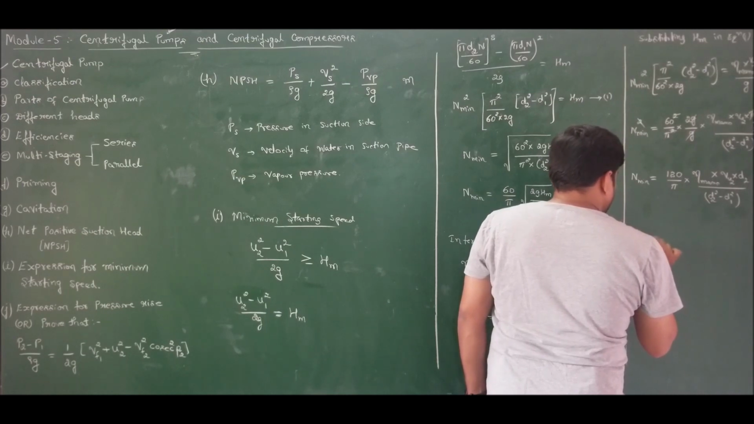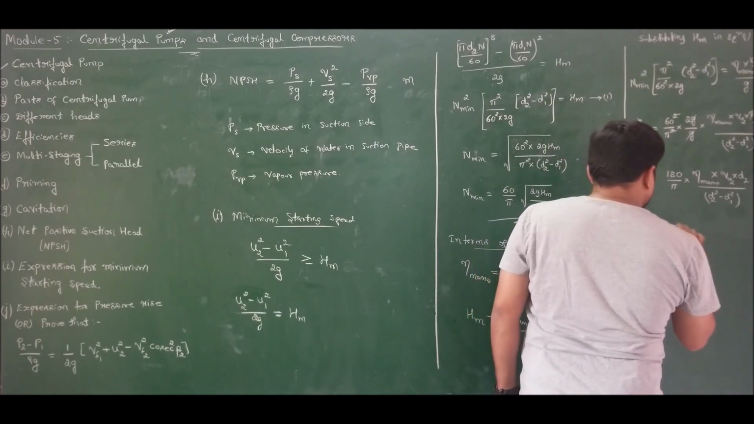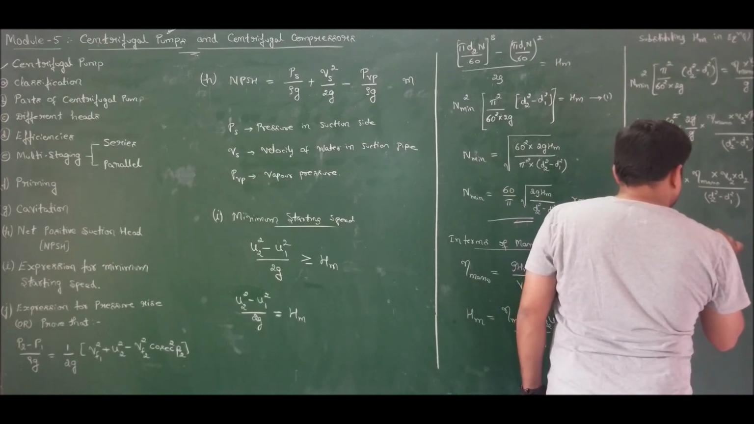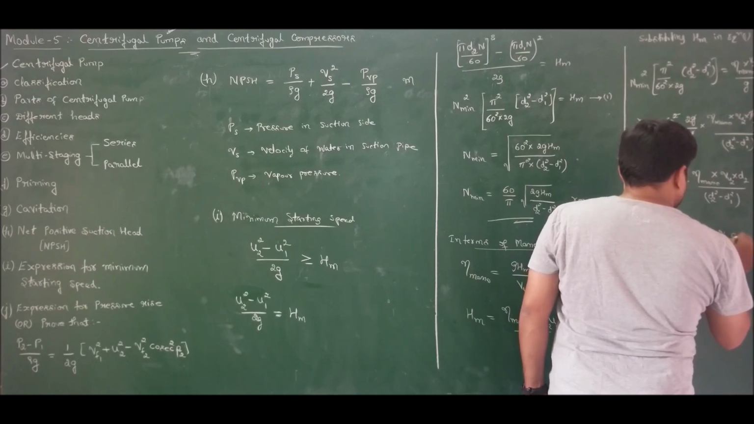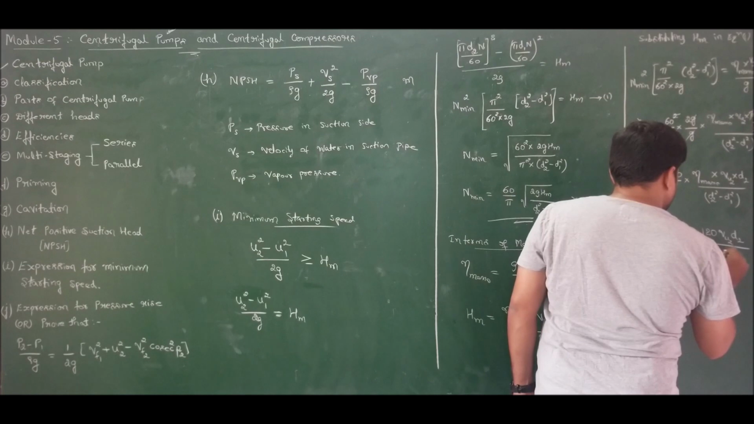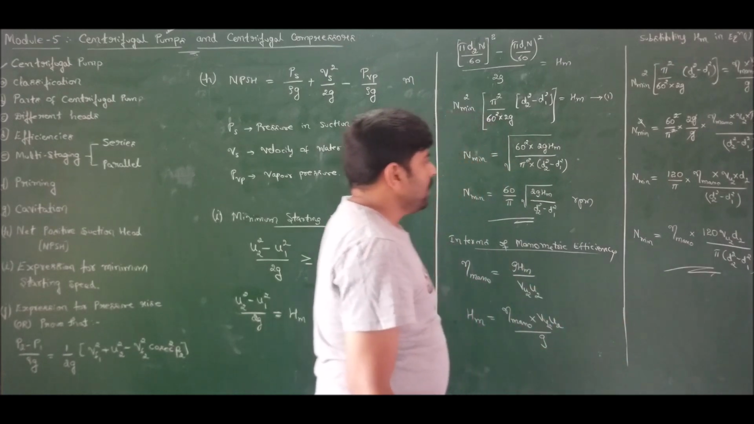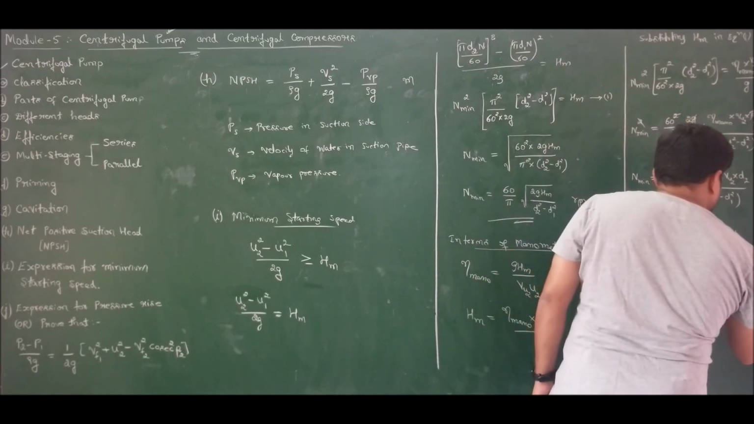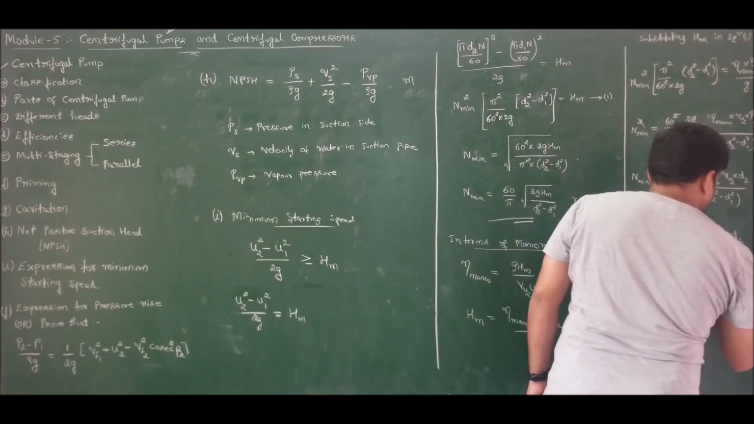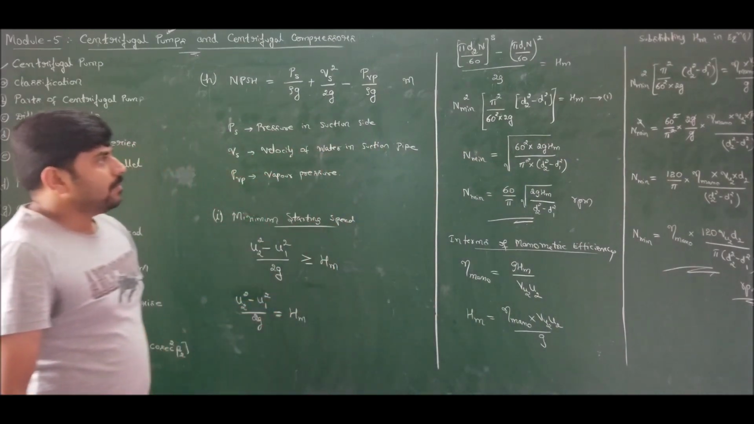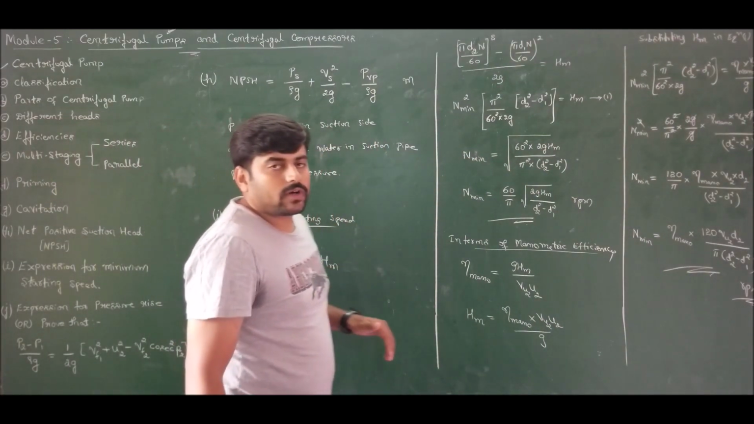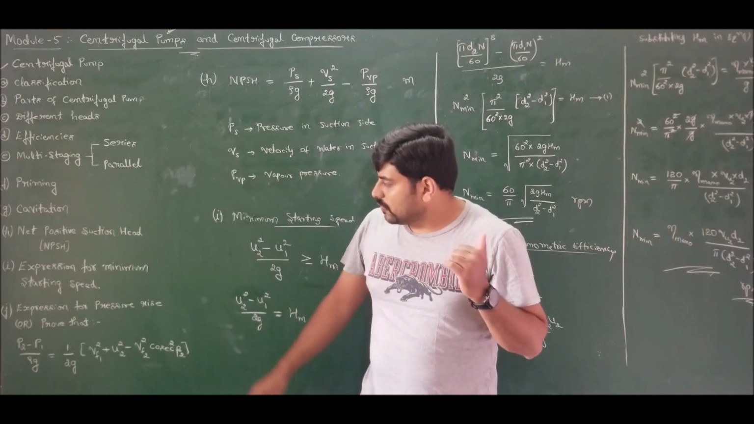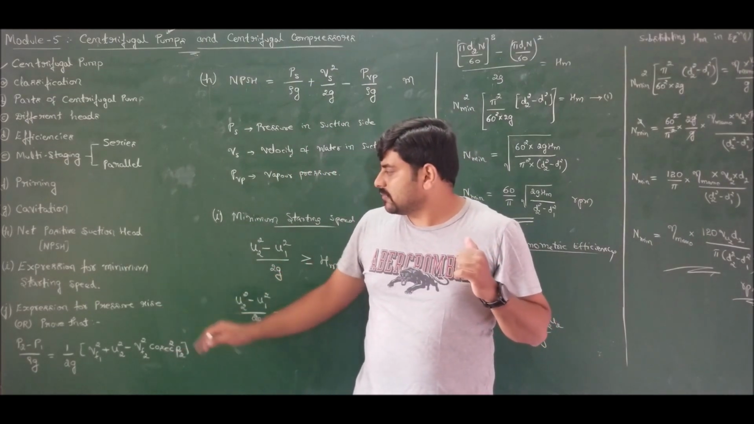So minimum starting speed will be manometric efficiency into 120 Vu2 d2 divided by pi times d2 square minus d1 square. So this is the expression in terms of manometric efficiency, and this is the expression in terms of manometric head. Both will give you the answer in RPM. So this is the expression for minimum starting speed. Let me pause this video for a while so that people can copy it down. Later we will move to the final topic of today's lecture, that is expression for pressure rise.